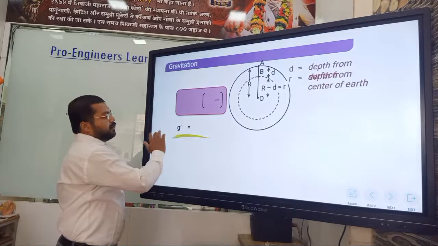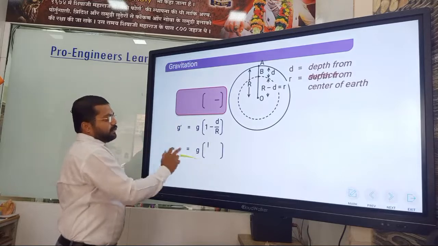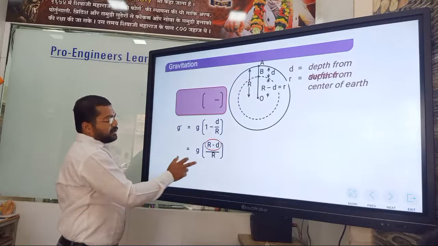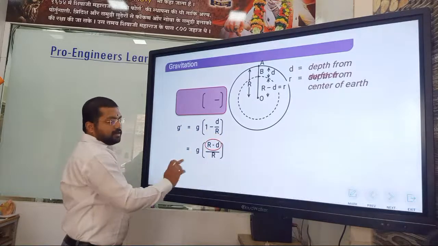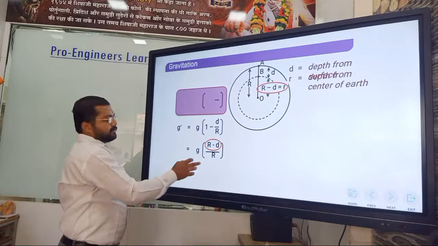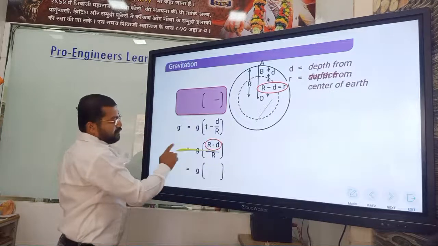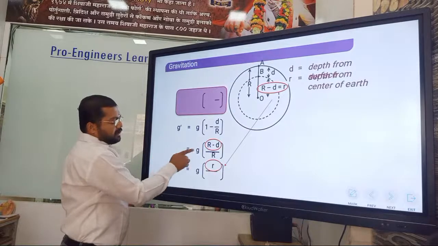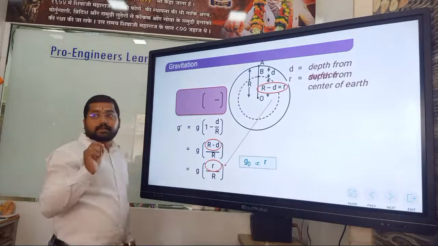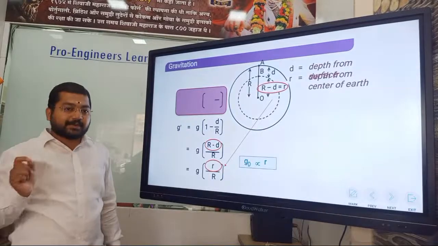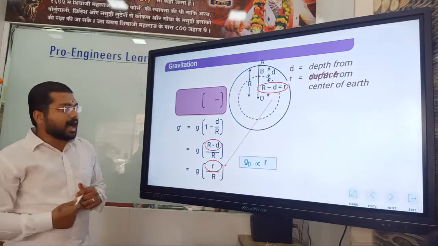So what was the formula over here? G dash is equal to G into 1 minus D upon R, that is R minus D upon R. So R minus D is nothing but small r. So now we will change it to small r by capital R. Therefore, acceleration due to gravity at depth is directly proportional to the small r.